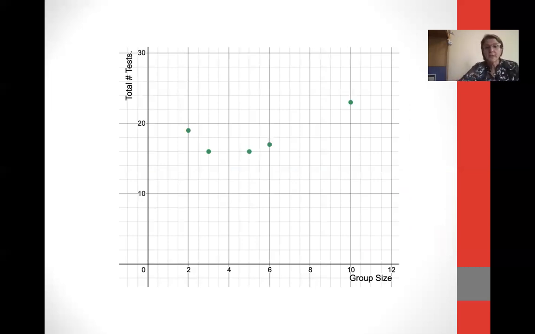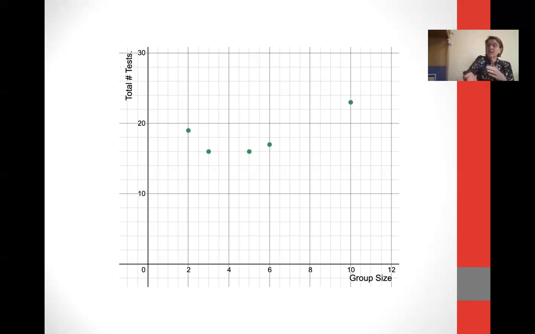So students might try to connect those dots. They might say, oh, have I found the minimum? Well, these two are 16. These two group sizes yielded 16, but maybe I'll try 4 and see what happens. The other thing that's really interesting about this is that we have discrete values, right? We're talking about integer values for our group sizes and integer values for our total number of tests.